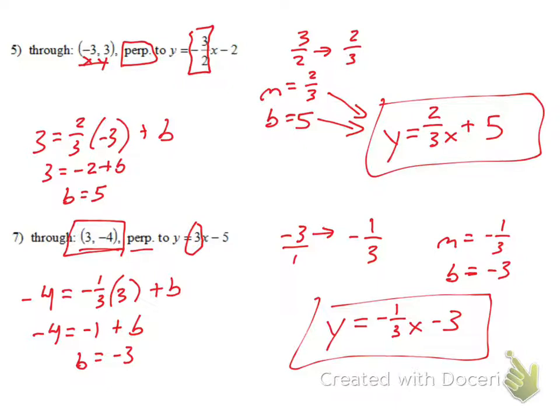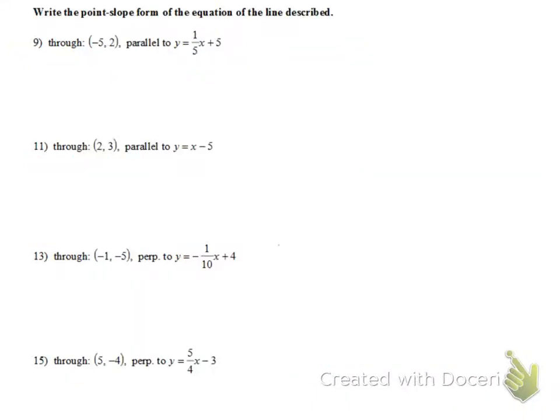Check this one real quick. And we're good to go. All right, write the point slope. So remember, point slope is going to be y plus or minus blank is equal to m times x plus or minus blank. And the blank is always going to be the opposites. So let's see what that looks like.